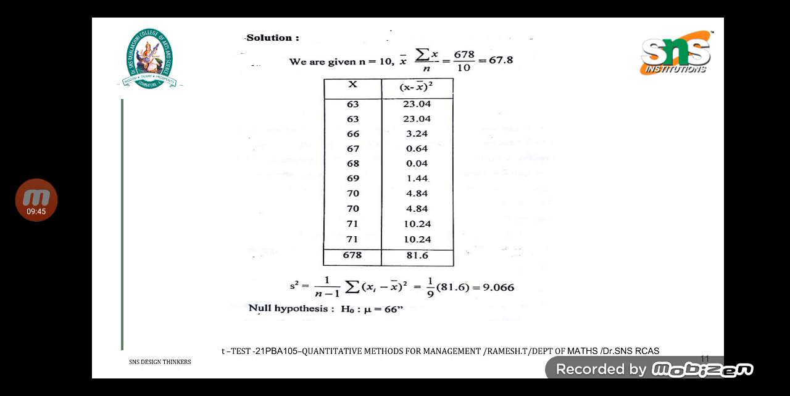The null hypothesis is that the population's average height is 66 inches. We check it. So the t-test is x bar minus mu divided by s into the root of n. So we get 1.89. At the 5% level, the degrees of freedom is 10 minus 1, 9 degrees of freedom, so the value becomes 2.62. The t value, that is 1.89, is less than the table value. Therefore, we accept our H naught hypothesis. So it is concluded that the sample has been drawn from the population whose mean height is 66 inches.